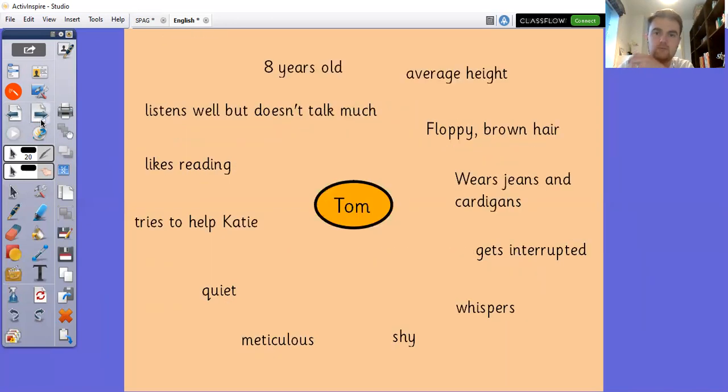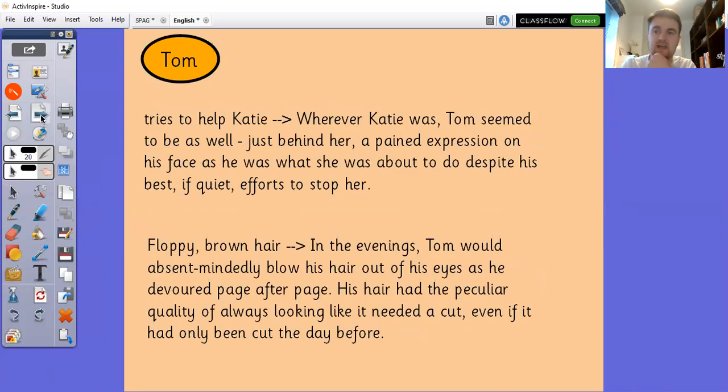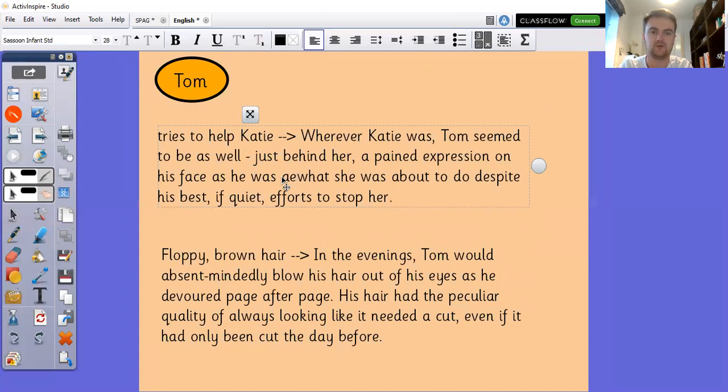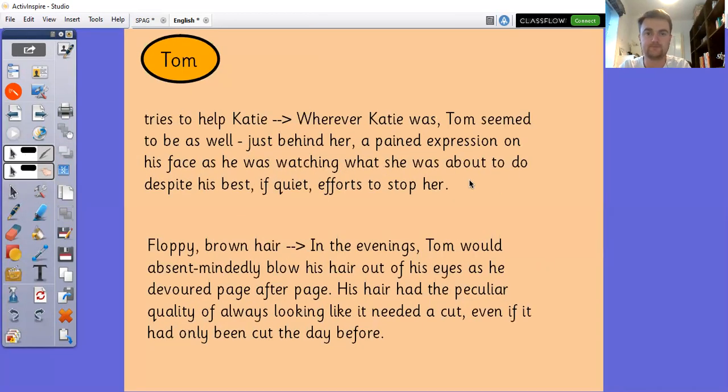So let's have a look at what I came up with for Tom as well. So for Tom, we've got he tries to help Katie. Wherever Katie was, Tom seemed to be as well. Just behind her, a pained expression on his face as he was watching what she was about to do, despite his best, if quiet, efforts to stop her.